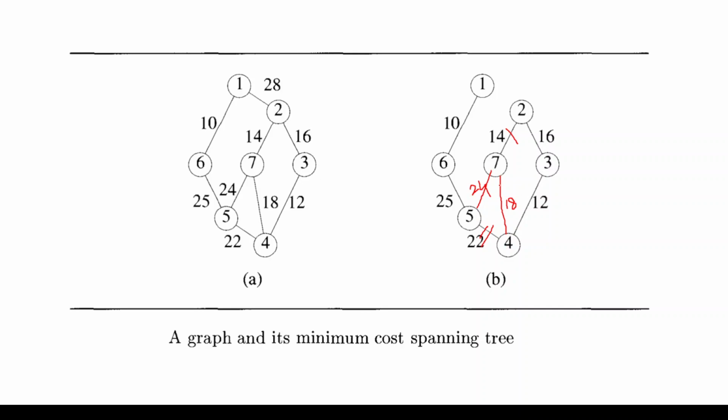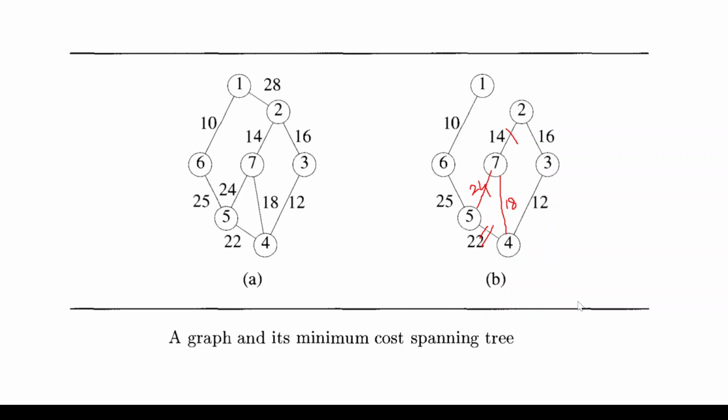Now, what will be the total cost? 24 plus 18 will form 42, whereas 22 and 14 was giving a total cost of 36 only. So 36 is smaller than 42. If we add an edge between 5 and 7 and between 7 and 4, it costs a total of 42, and if we add an edge between 2 and 7 and between 5 and 4, it is just costing a total weight of 36.